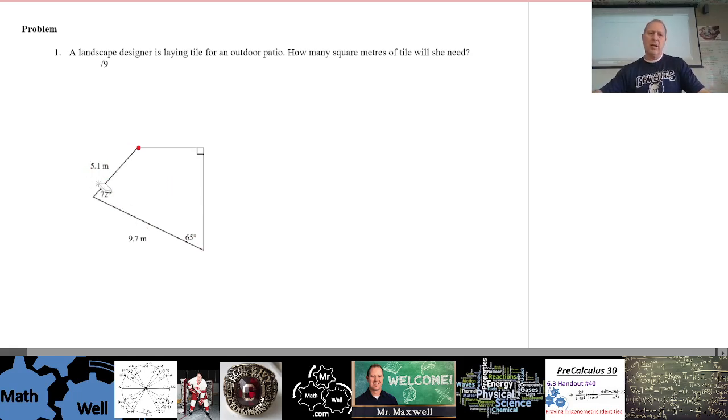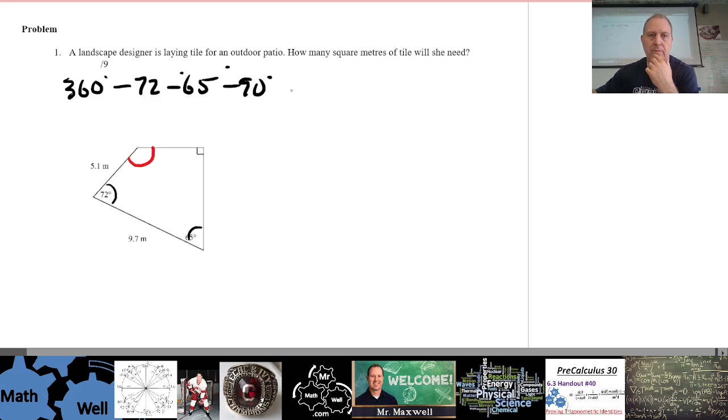So, what else can we determine here? For example, I'm missing this angle. Can I find this angle given the information? 360 minus all the other angles. Okay, so what you might remember is that all the angles of a quadrilateral have to add up to 360. So 360 is the total. If I subtract what I'm given, 72 minus 65 minus 90, right? Then I could find out what this angle is. Okay? So that's this angle.